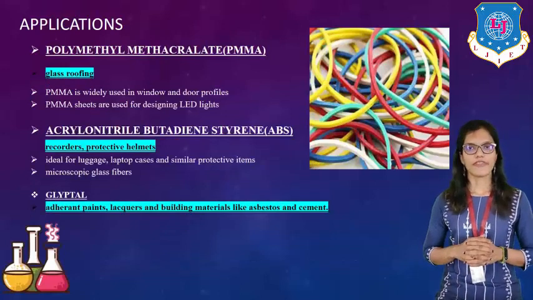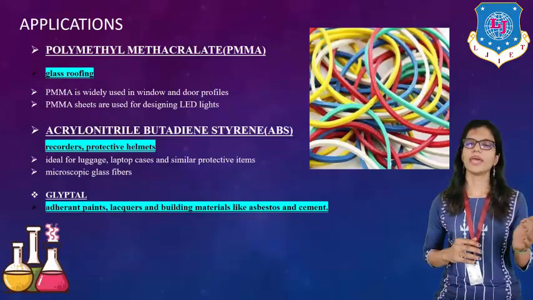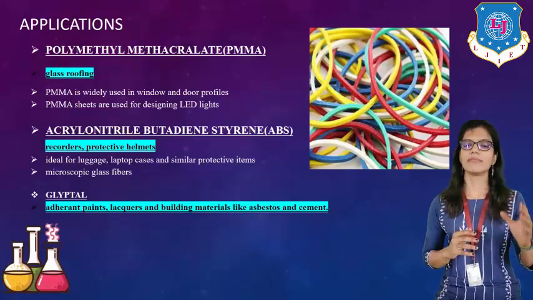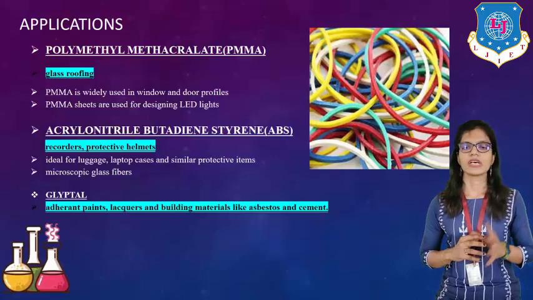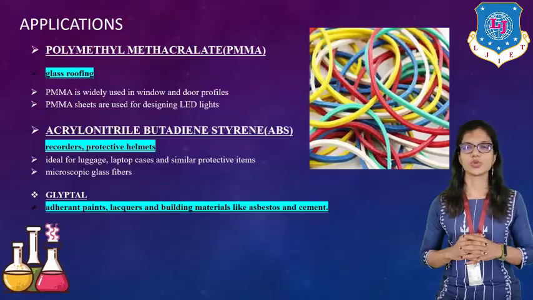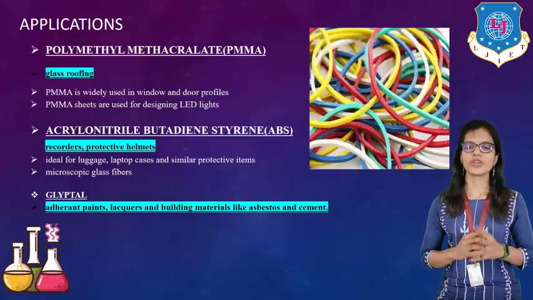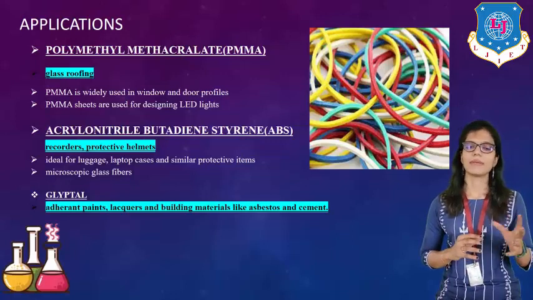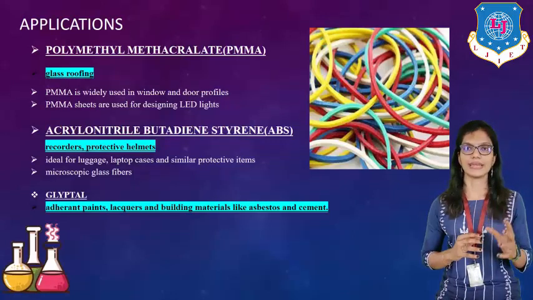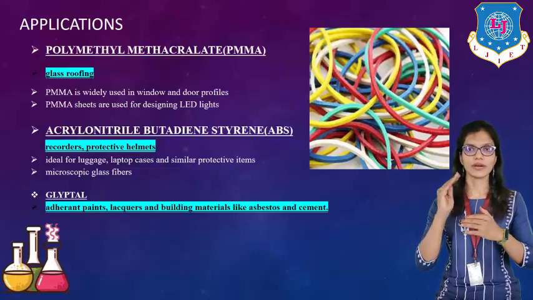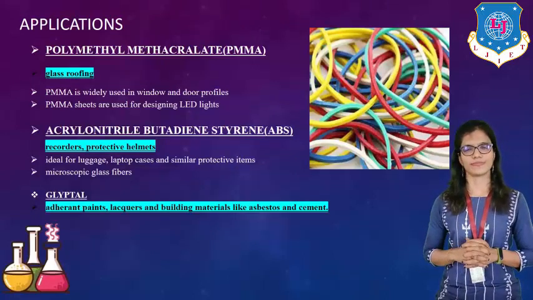Next one that we will have here is PMMA. PMMA stands for polymethyl methacrylate. This PMMA is used in glass roofing. It is widely used in window and door profiles, the transparent ones. PMMA sheets are used for designing LED lights. They are widely used in manufacturing the cockpit also.